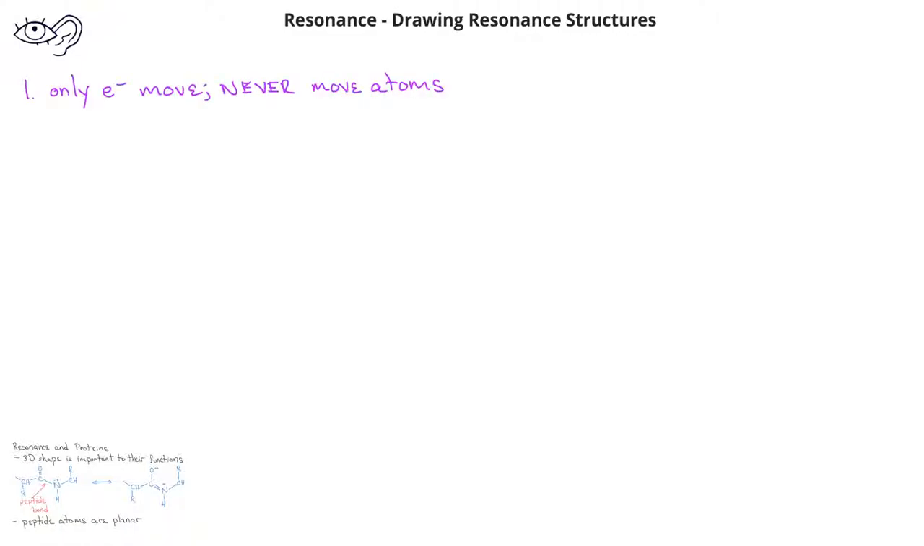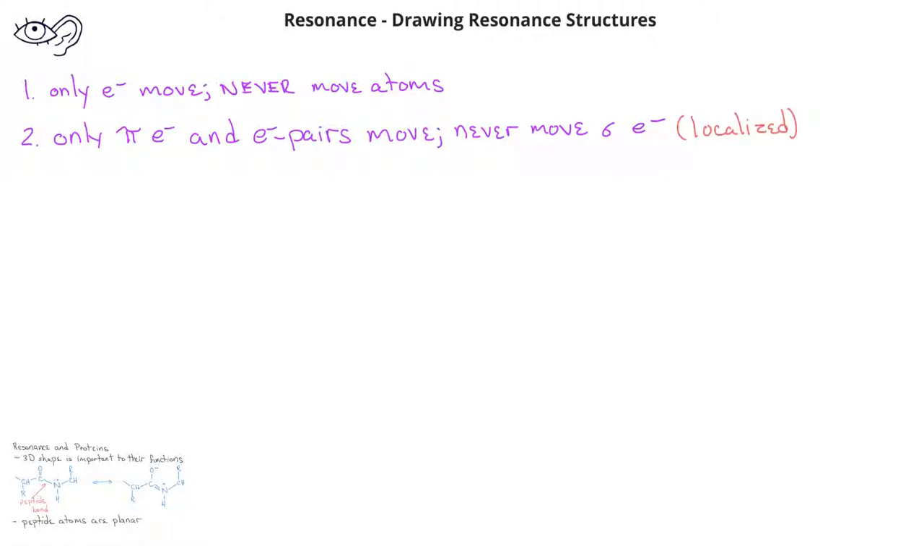First, it's important to remember that when we draw resonance structures, only electrons move. You're never going to move any of the atoms. Second, only pi electrons and lone pairs of electrons can move. You're never going to move sigma electrons. Those sigma electrons are always going to be considered localized electrons.